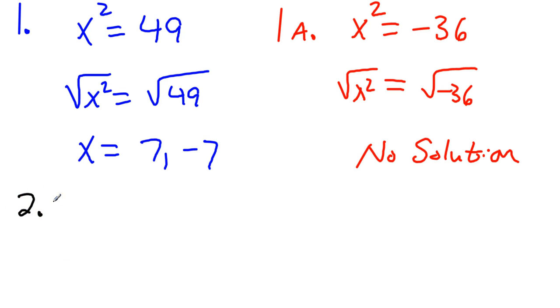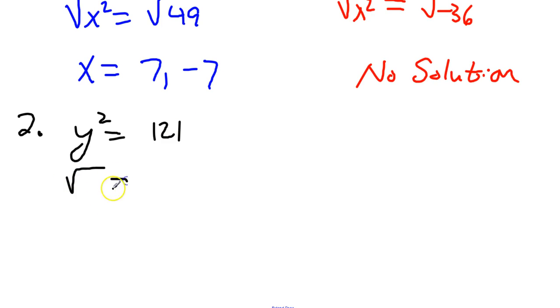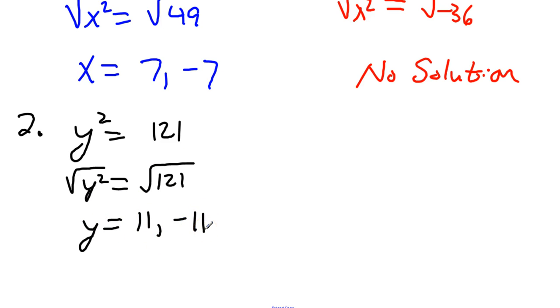All right, problem number 2. Pretty much the same kind of thing. They just change up the variables on this one. So it's y squared equals 121. Same thing with this one, just square root both of the numbers. So for that one, you get y would equal 11 and also negative 11.